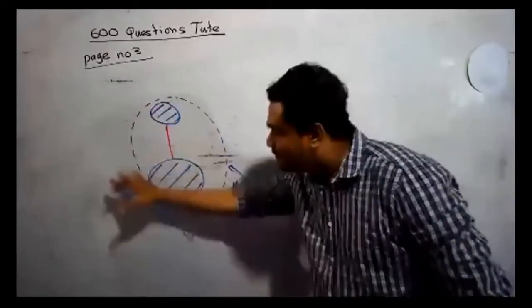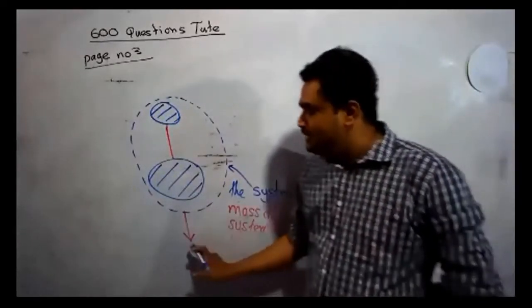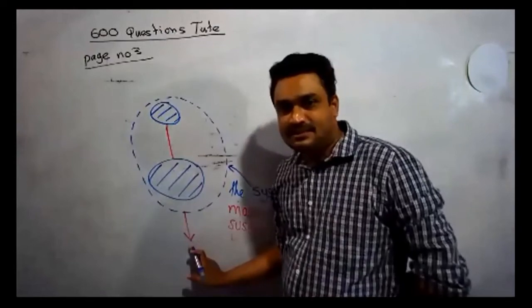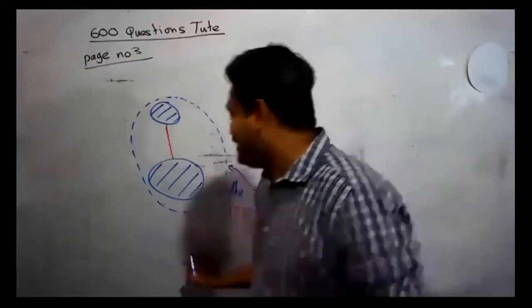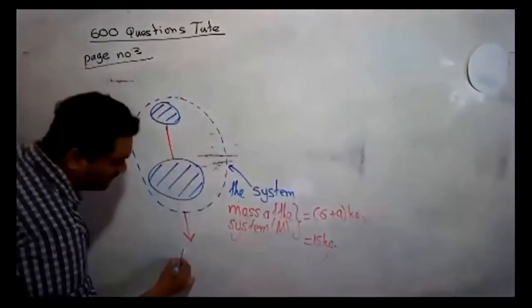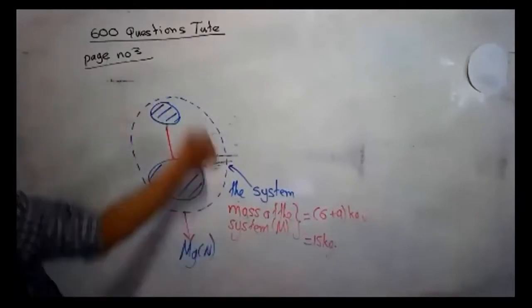Listen carefully. If the mass of the system is capital M kilogram, what should be the weight of the system? It is capital M into simple g, that is capital Mg.